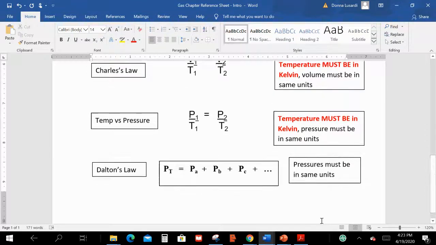The last equation that we'll do is called Dalton's law of partial pressure. It says that the total pressure is equal to the sum of the pressures of the gases that make it up. So when we do get to doing Dalton's law problems, it's important that pressures must be in the same units. So again, I hope this presentation of resources is helpful and that you will use these resources as we go through this chapter.